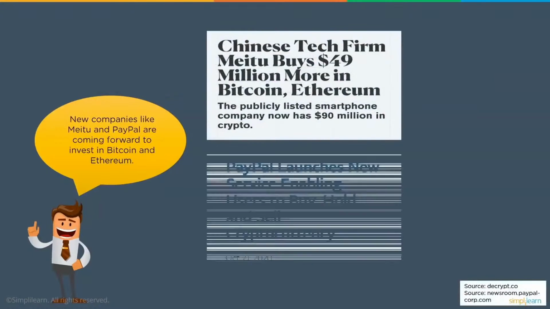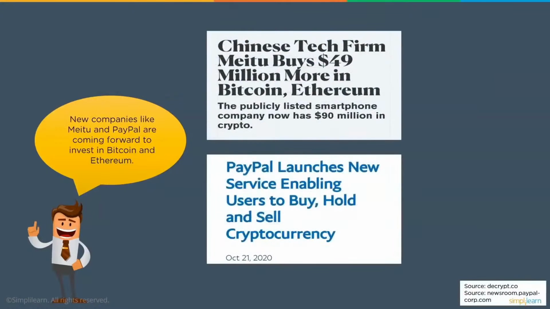According to Decrypt.co, every day new companies like Me2 and PayPal are coming forward to invest in Bitcoin and Ethereum. On March 7, 2021, Me2 confirmed that it had purchased 40 million in Bitcoin and Ethereum. On the other hand, PayPal is about to launch a scheme where the public can purchase and sell cryptocurrencies, initially featuring Bitcoin and Ethereum via PayPal digital wallet. But have you all ever wondered how they compare based on their similarities and differences in various aspects?